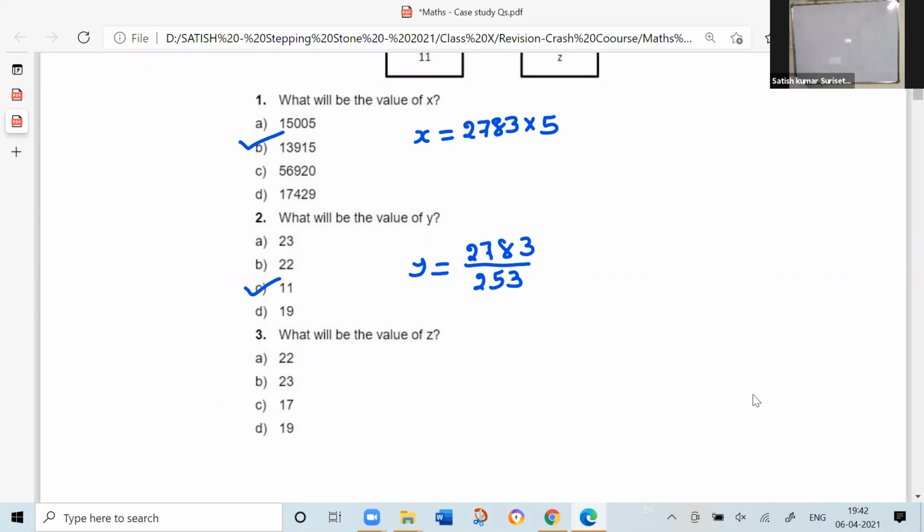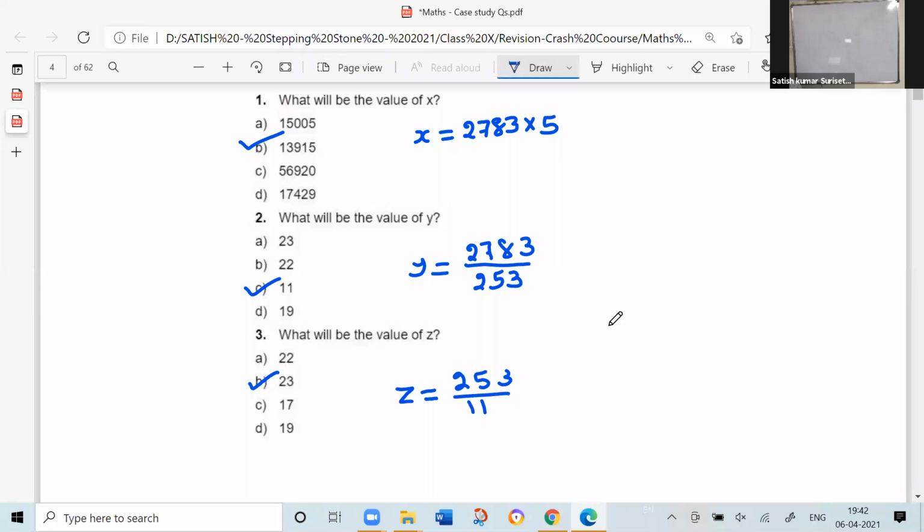Next, third. What will be the value of z? Option B, sir. Correct, 23. Now tell me the procedure we have done. z equals 253 divided by 11, sir. Correct. 253 divided by 11. Good.